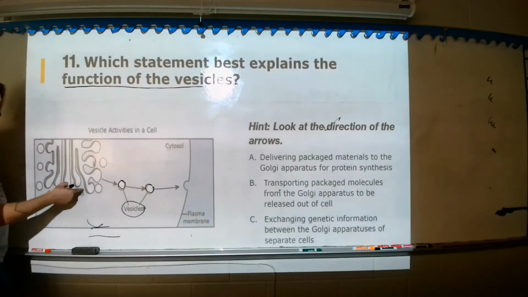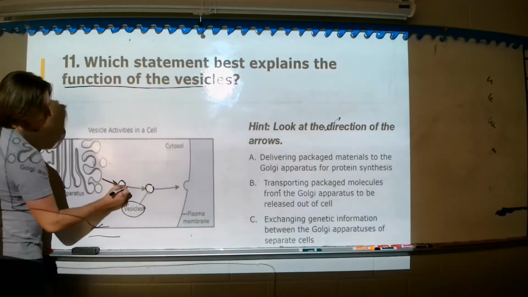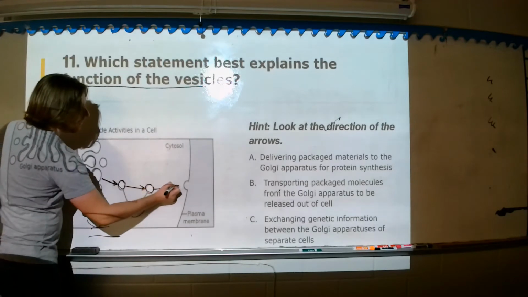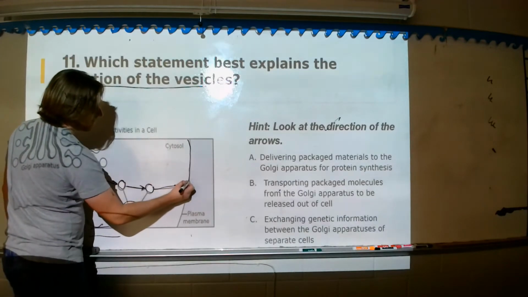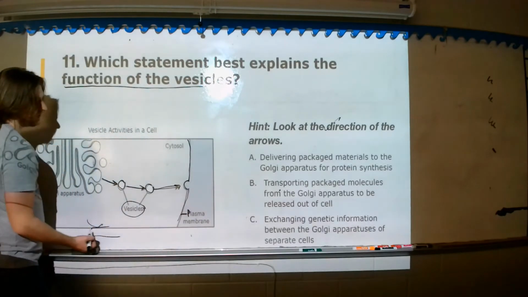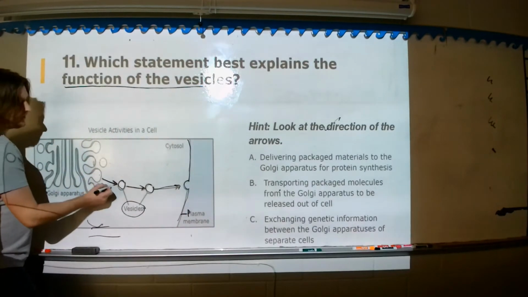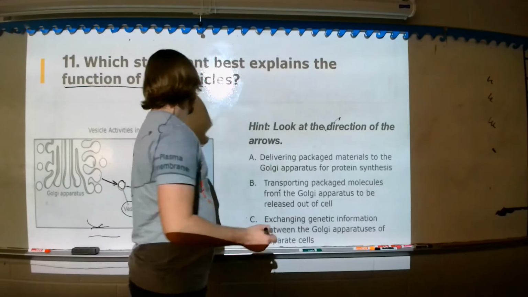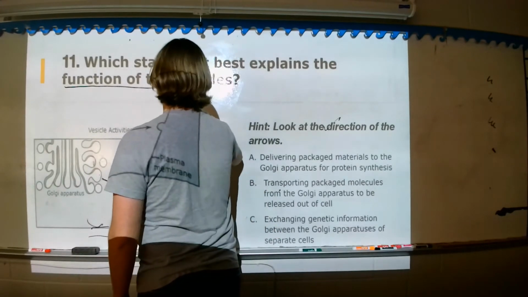I'm going to see that here's my Golgi body. They seem to be moving away from it all the way out here to this thing right here, which looks as if this is the plasma membrane. So it looks like the vesicles are going from inside the cell to outside the cell. So there's some kind of transport going on.